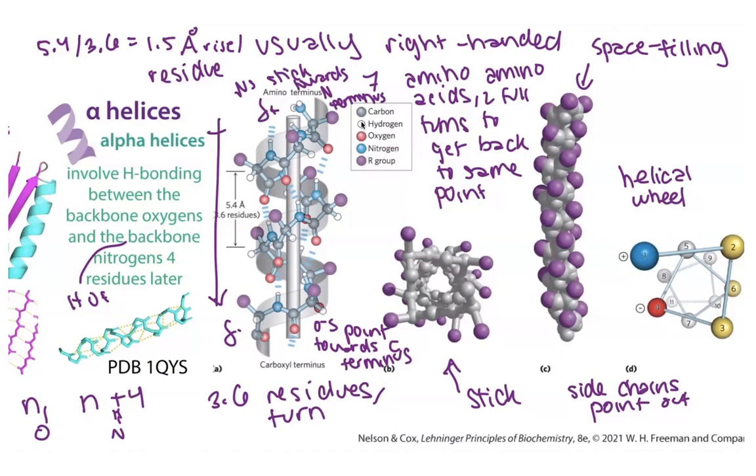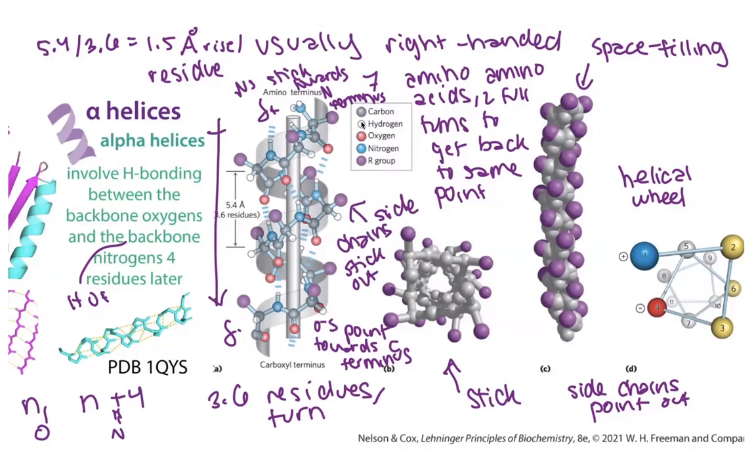A really important thing to note is that the side chains themselves are sticking out. So side chains stick out. They're all sticking away from the helix. And although there looks like there's a hole in the middle of the helix, there's really not. If you look at the space filling model, it's going to be pretty much all filled up. But we have the side chains sticking out.